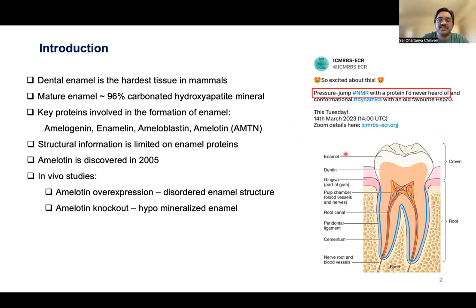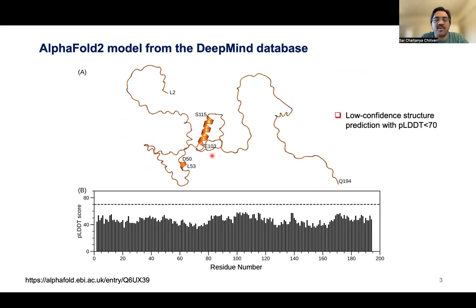In addition to amelotin, there are three other proteins that are involved in the formation of enamel, whereas amelotin was only recently discovered, in the year 2005. As there is very limited structural information on all these proteins involved in enamel formation, so far we could not understand how the dental enamel is formed. So before getting into the structural information, we went ahead and looked at the AlphaFold database for the amelotin structure, which is available in the DeepMind database.